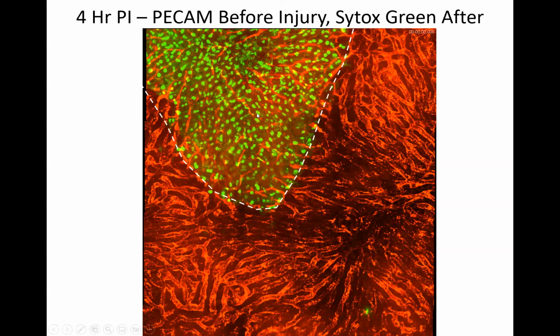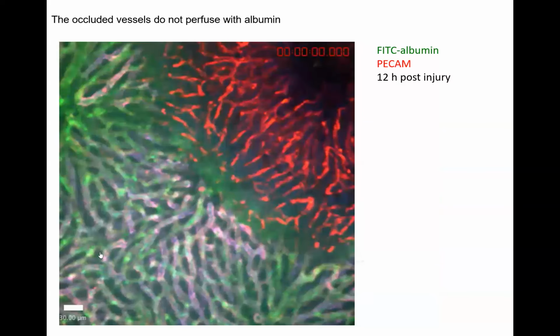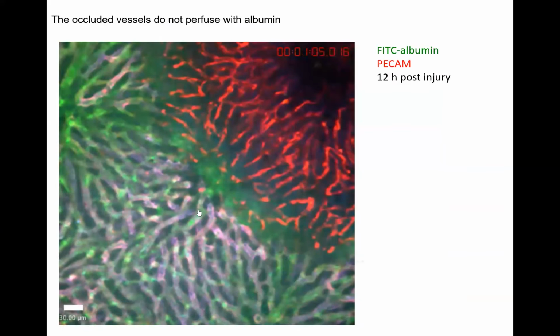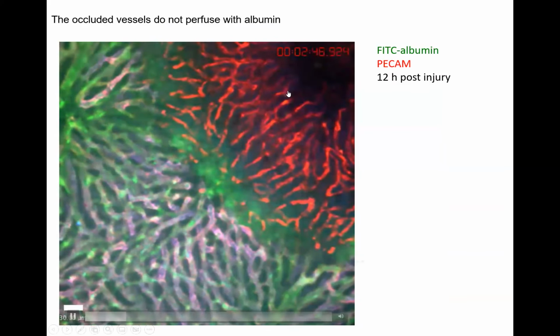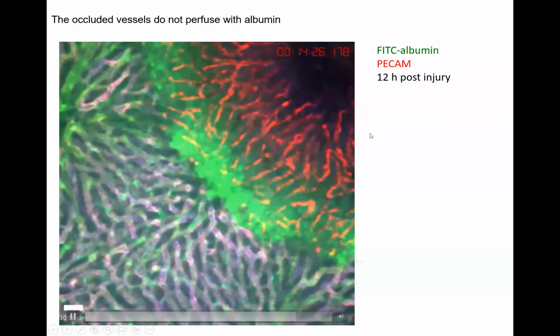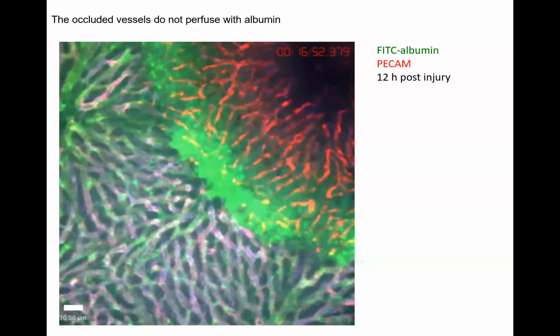So the green is just Sytox Green. It's just a dye that tells us that the cell's now permeable, dying. And so we have lit up the nuclei. You can see around this injury, there's beautiful vasculature, blood vessels. And if you follow these blood vessels into the injury, you can clearly see these blood vessels are completely collapsed now. And so if you inject FITC albumin, shown here, it turns all of these blood vessels purple, it accumulates around the injury, but it does not flow inside these vessels. These vessels are dead, they have been killed.